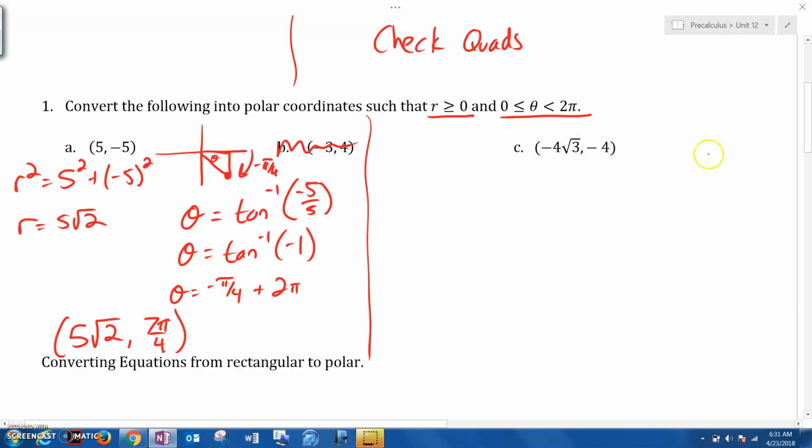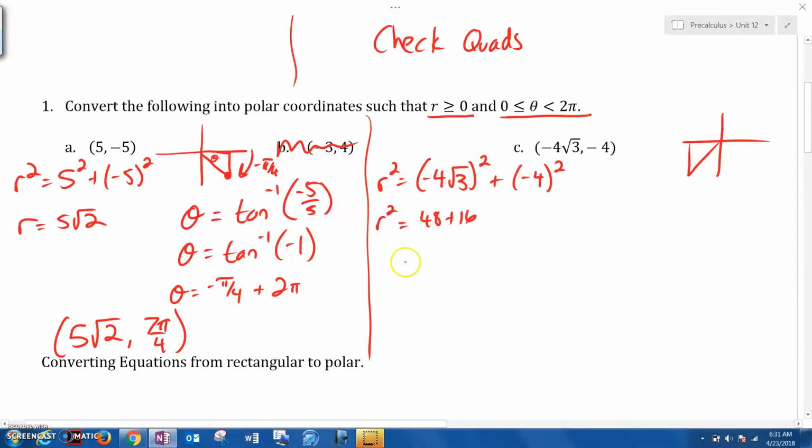Alright, let's draw where this one is. This is down in quadrant 3 somewhere. So r squared is equal to the one thing squared, 4 root 3 squared, plus negative 4 squared. Remember, when you square this, you get a 16 and a 3. So you get 48 plus 16. So you get r is equal to 8. Okay. So we have r.